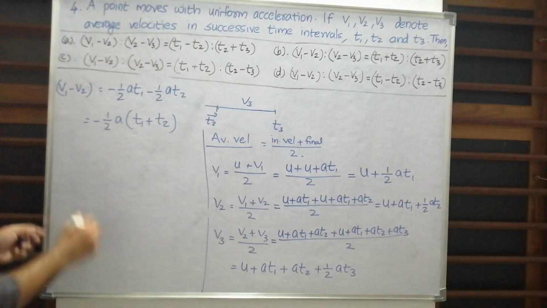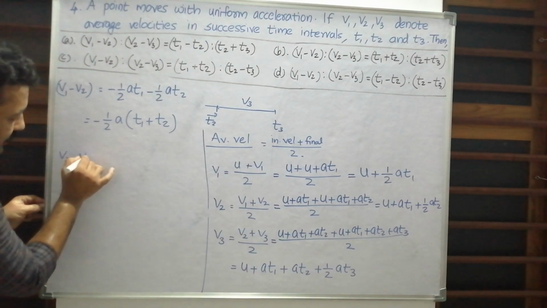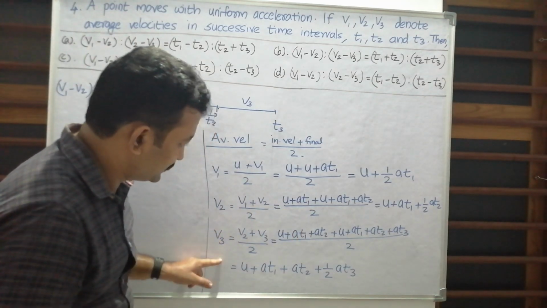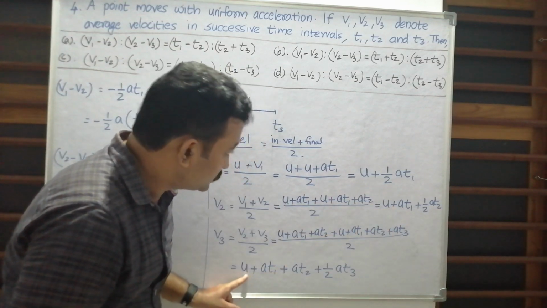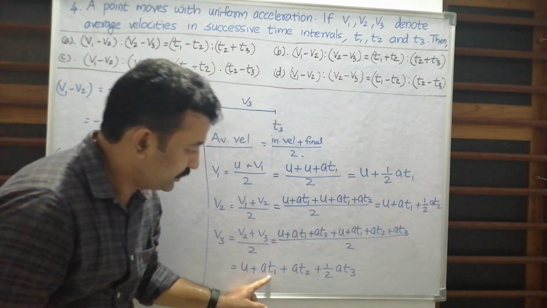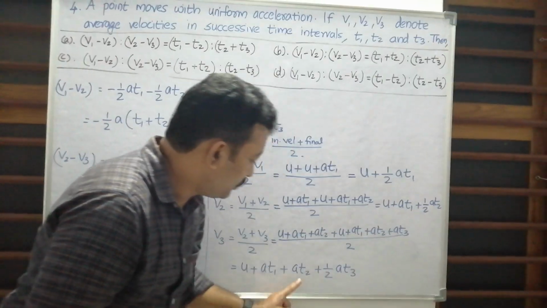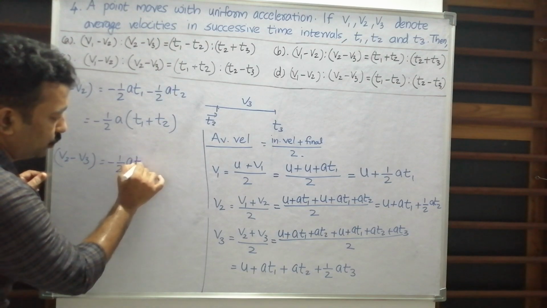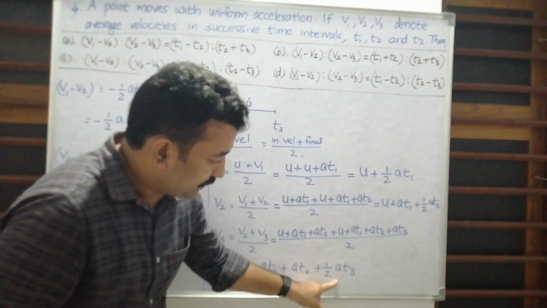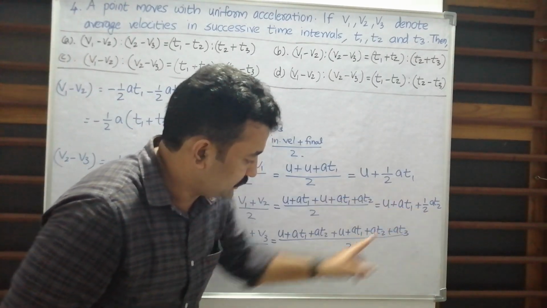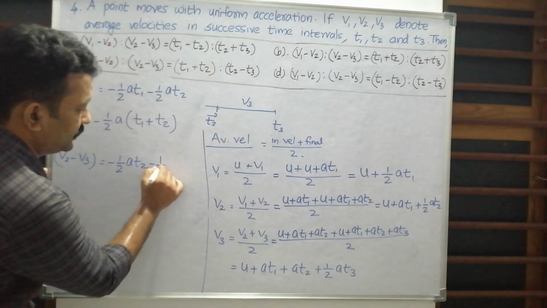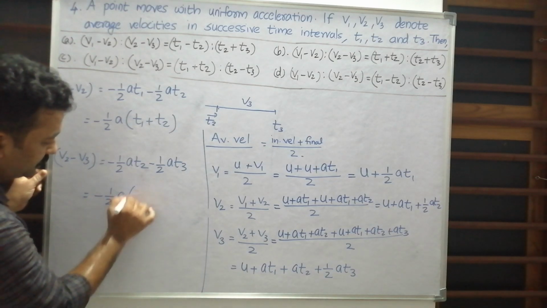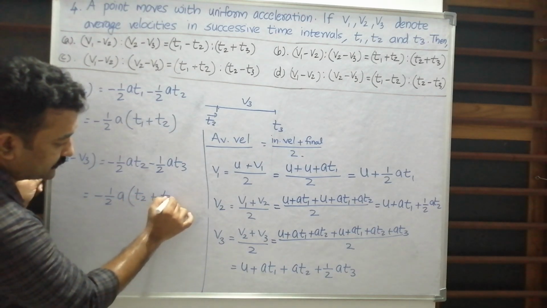Proceeding into the next one, v2 minus v3. That is this term minus this term. U minus u is 0. Half v2 minus v2 gives minus half v2. There is another term over here, t3, so that is again minus half t3. Take minus half common. This becomes t2 plus t3.